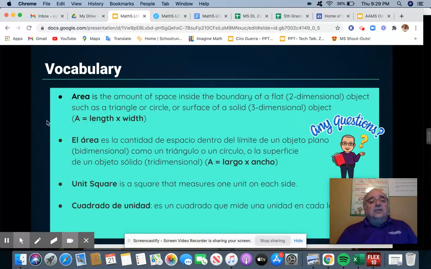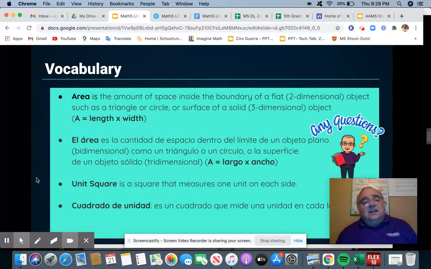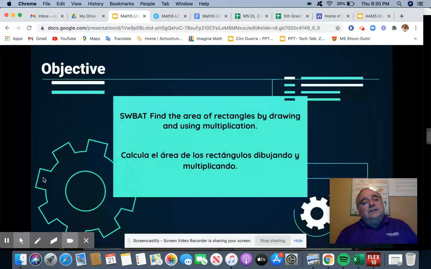Next slide is going over the vocabulary. I'll pause it here for about 20 seconds to give you the opportunity to go ahead and copy it down if you don't have it. You have 10 seconds more. 3, 2, 1, on to the next slide.